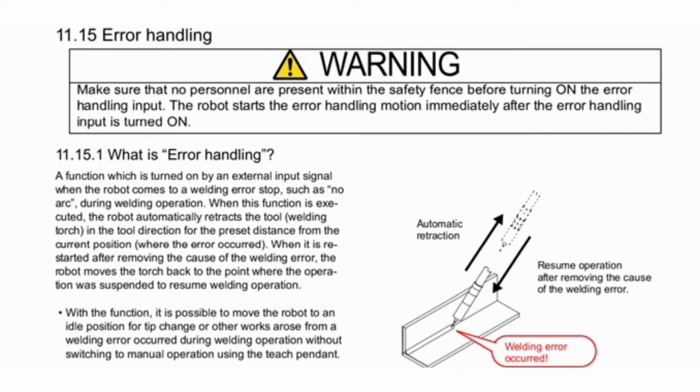When this function is executed, the robot automatically retracts the tool, welding torch, in the tool direction for the preset distance from the current position where the error occurred. When it is restarted after removing the cause of the welding error, the robot moves the torch back to the point where the operation was suspended to resume welding operation.